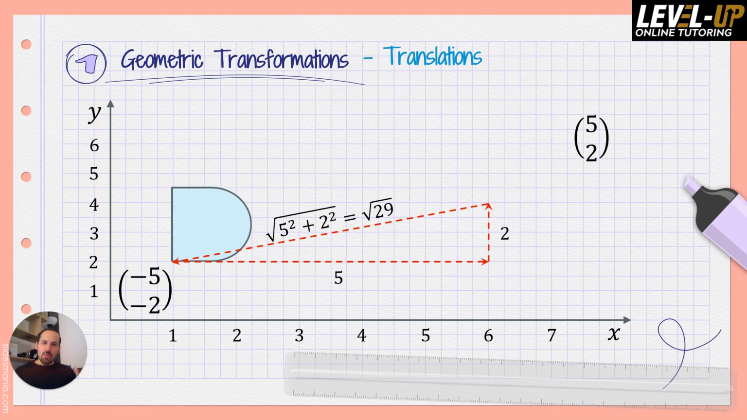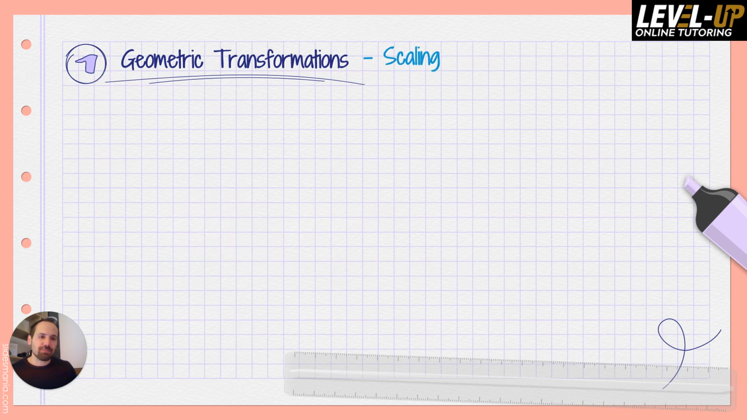So 5 doesn't mean just a distance of 5. It means 5 to the right. So -5 means a distance of 5 to the left. And likewise with the y coordinate, 2 means a distance 2 upwards, -2 means a distance 2 downwards. So we do have negatives here because it's not just a distance, it's a direction as well. And we split up into a horizontal and vertical part. So that's a translation.